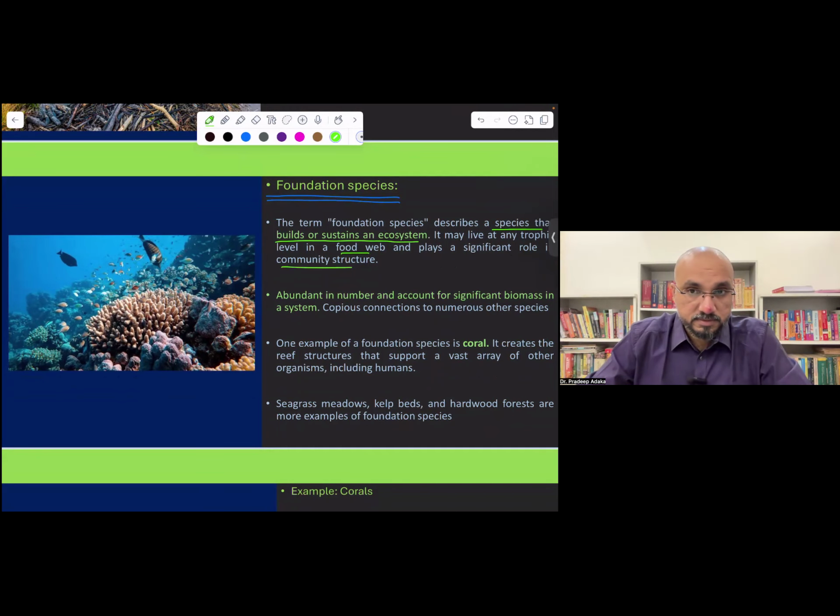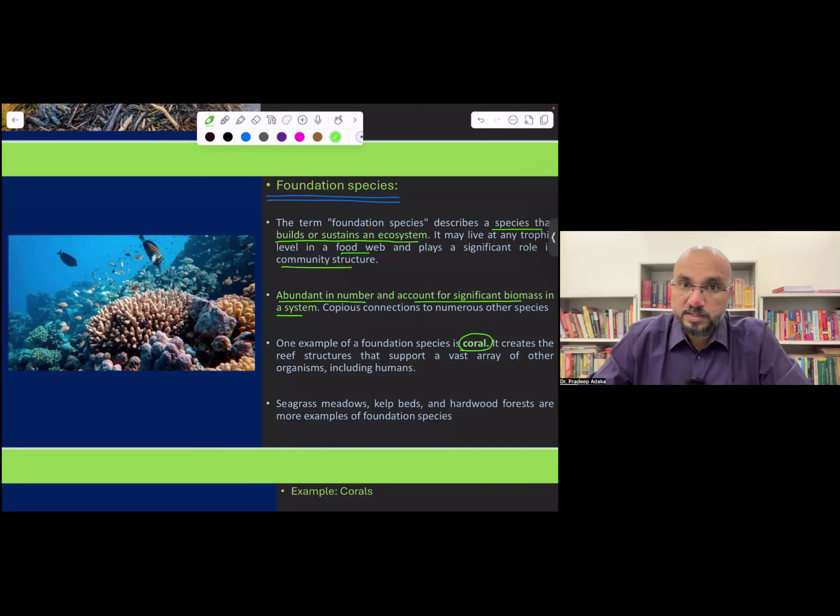And again, they are numerous. When it comes to population, they are abundant and very significant with respect to biomass also. In the biomass of the whole community, they contribute the majority of the biomass. They are abundant in number and account for significant biomass in the system. They have interconnections, so it is a very complex web. Many species depend upon this particular foundation species. One example of a foundation species is coral.